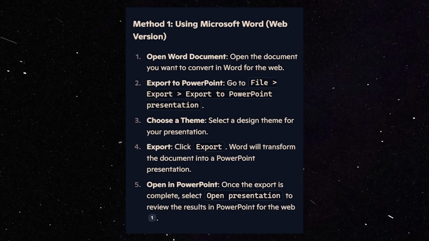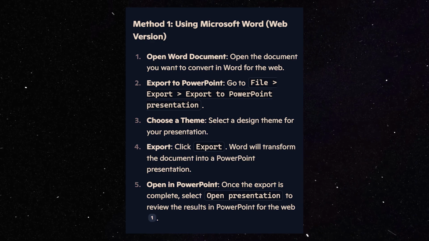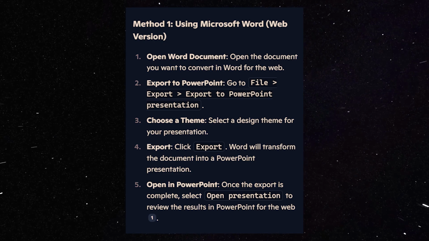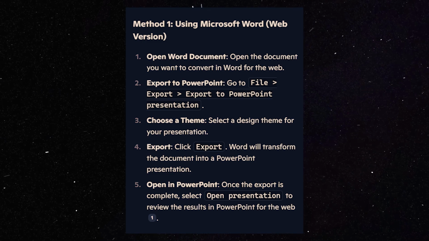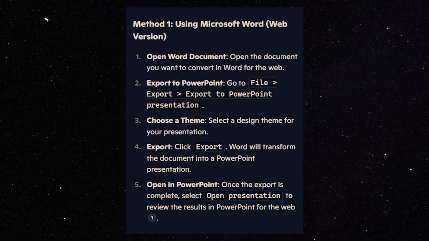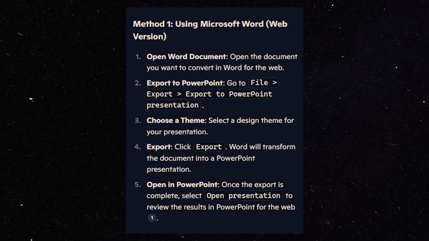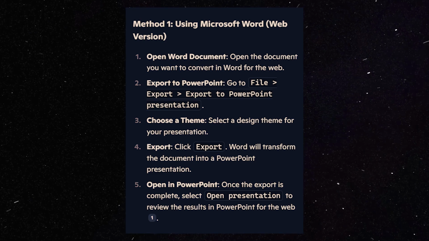Method 1. Using Microsoft Word web version. Open Word document. Open the document you want to convert in Word for the web. Go to File, Export to PowerPoint presentation.